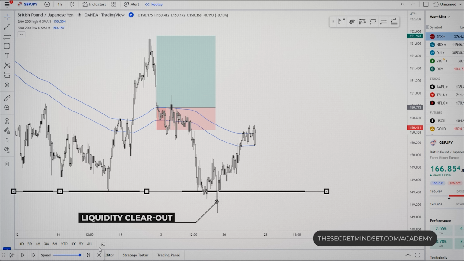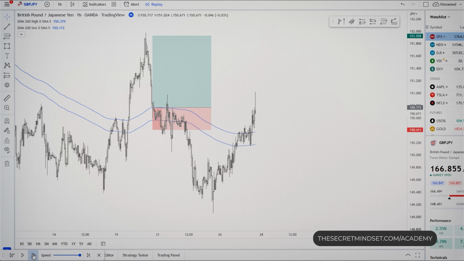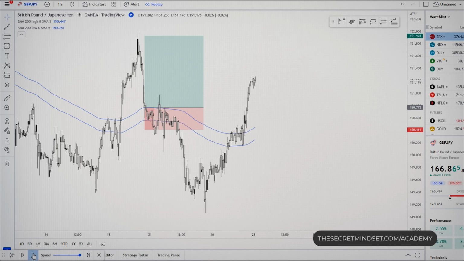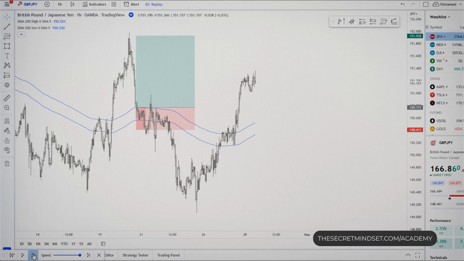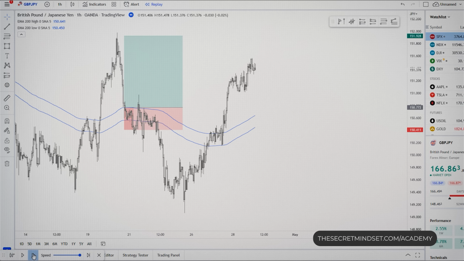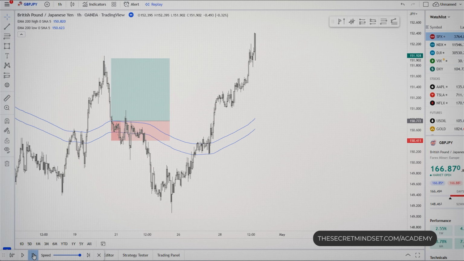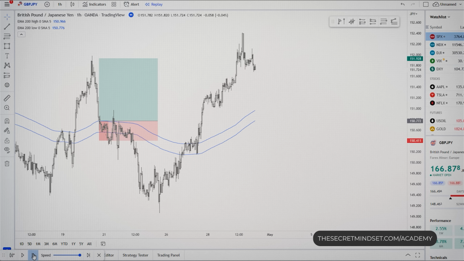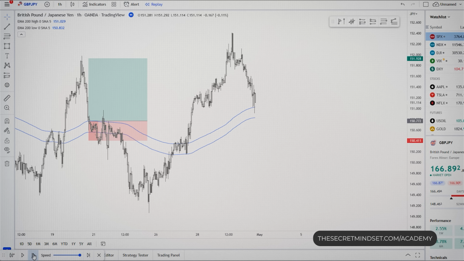I see a liquidity clear out right here, which tells me this market wants to go higher. Price breaks the EMA channel once again and makes a new high. Let's see if the market will offer us a pullback to the EMA channel.